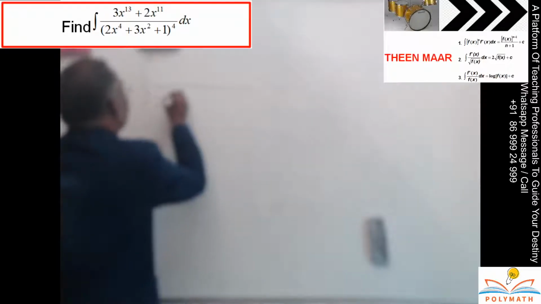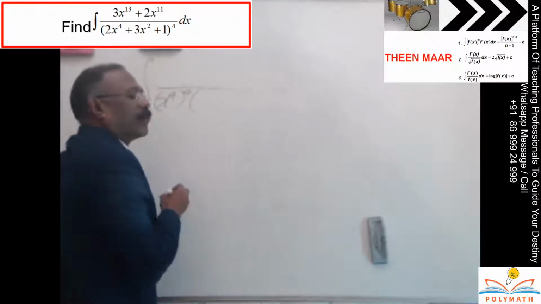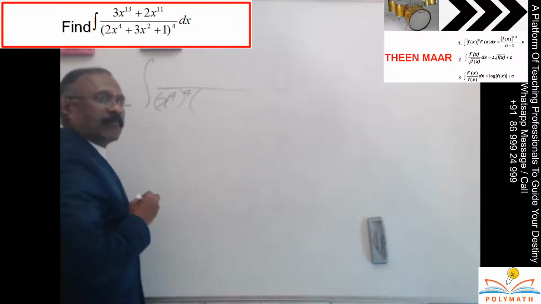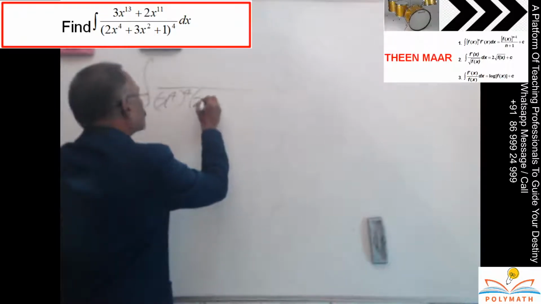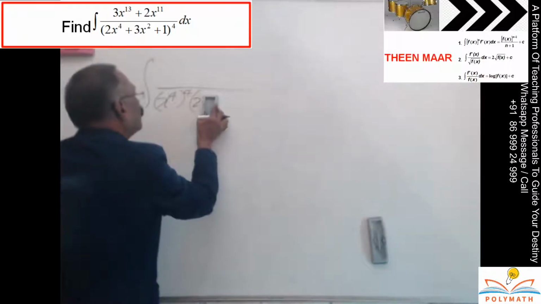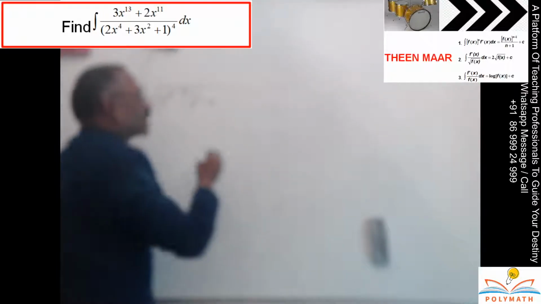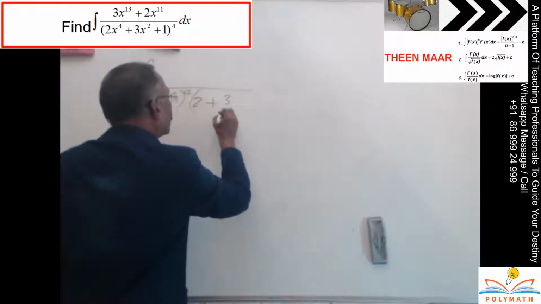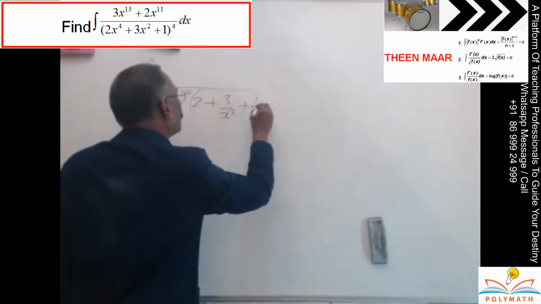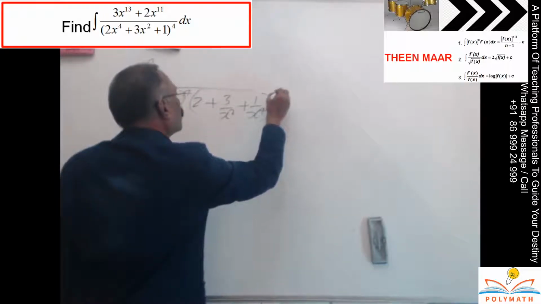I am taking x power 4 common within the brackets of the denominator, and thereby I will get x power 4 whole power 4 common. What is there in the brackets now? 2x power 4. Because x power 4 is taken common, you will have only 2 plus 3x square by x power 4, you will get 3 by x square, and plus 1 by x power 4, whole power 4. Just to see that.